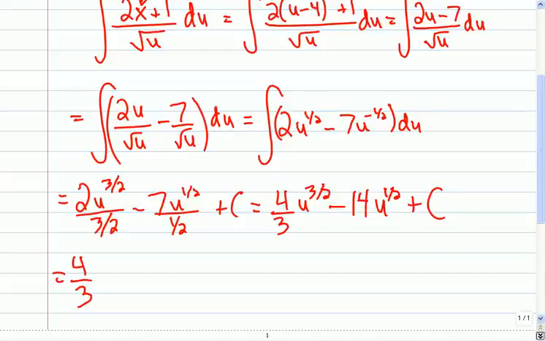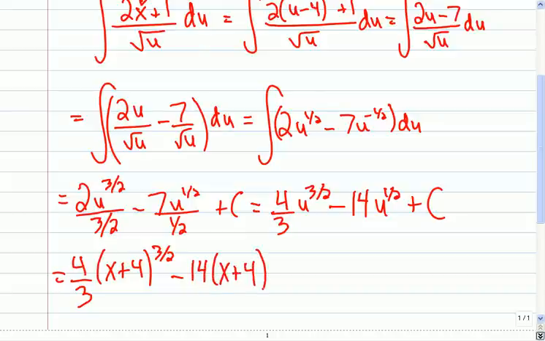I have to make my substitution back in there, which was x plus 4. So this is going to be 4/3 times x plus 4 to the 3/2 minus 14 times x plus 4 to the 1/2 plus a constant.